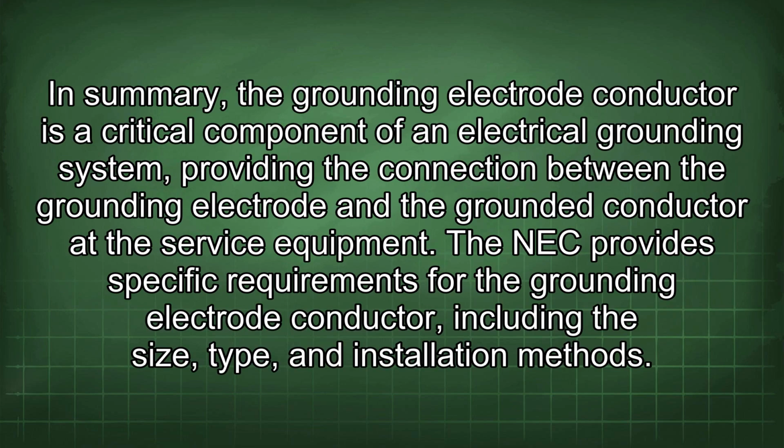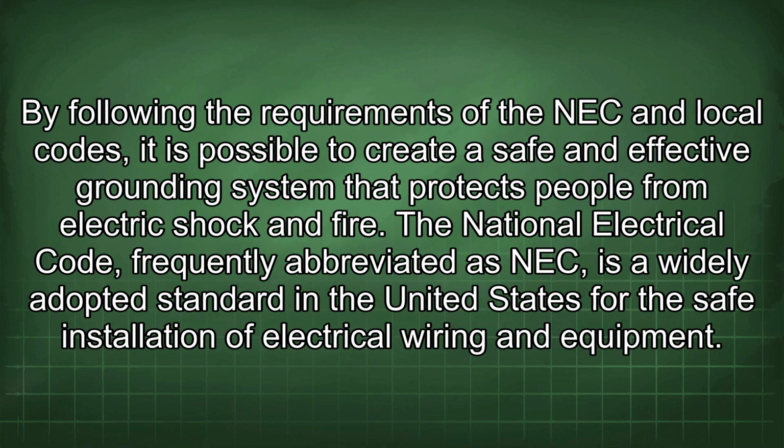In summary, the grounding electrode conductor is a critical component of an electrical grounding system, providing the connection between the grounding electrode and the grounded conductor at the service equipment. The NEC provides specific requirements for the grounding electrode conductor, including the size, type, and installation methods. By following the requirements of the NEC and local codes, it is possible to create a safe and effective grounding system that protects people from electric shock and fire.